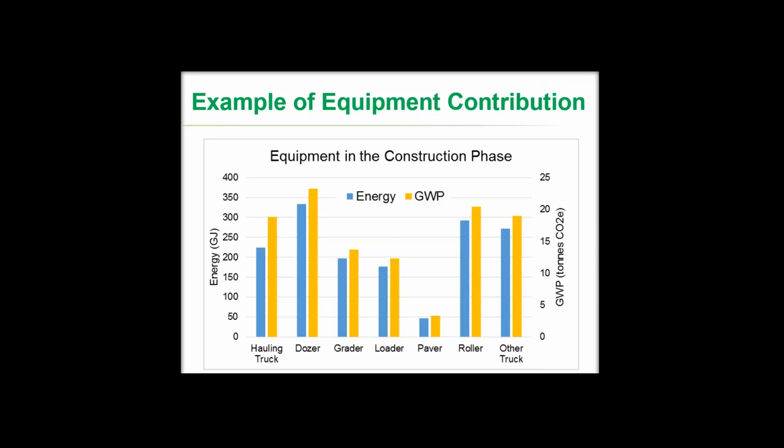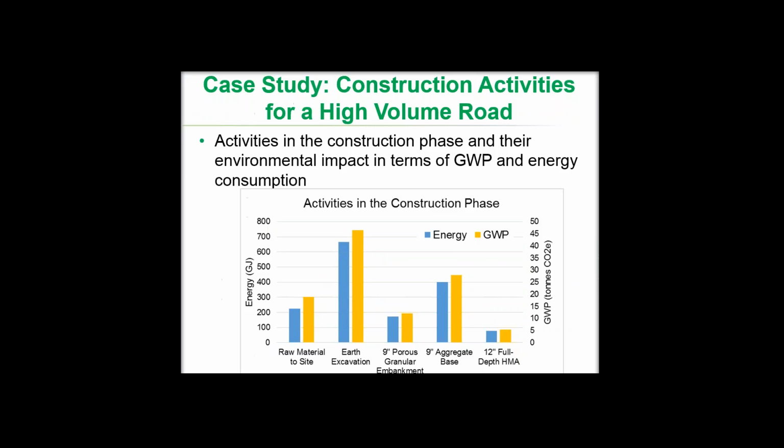If I look at the example of equipment contribution for a highway project, you can see that the dozer is the one that uses the most energy, and of course it produces the highest global warming potential. The paver uses the lowest energy among all the different equipment used in construction. This gives us an idea about where most of the energy is going and where most of the emission is coming from, and that will allow us to optimize the construction process to reduce energy use and emission.